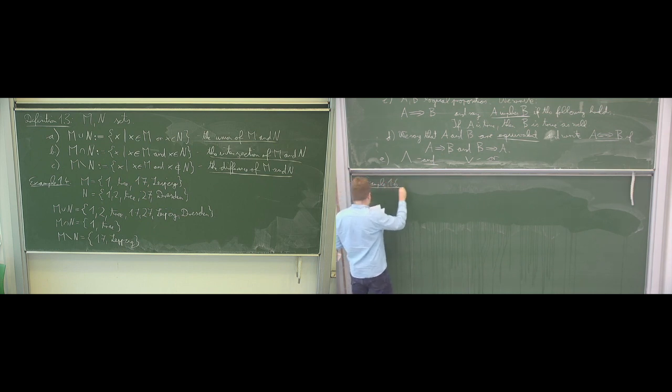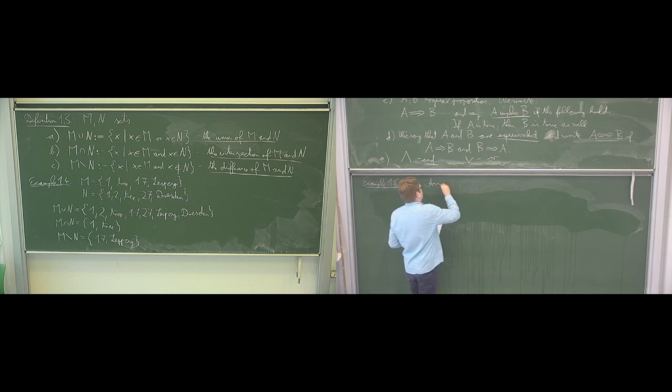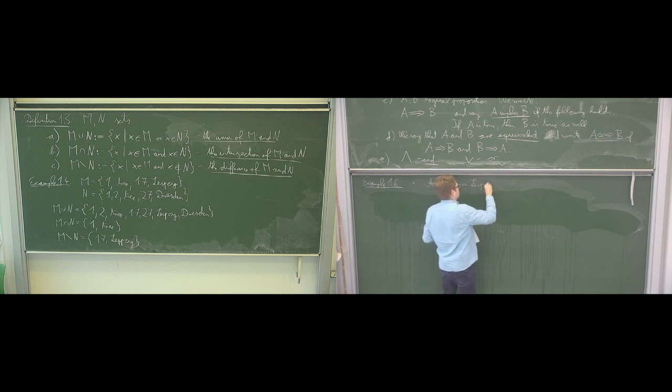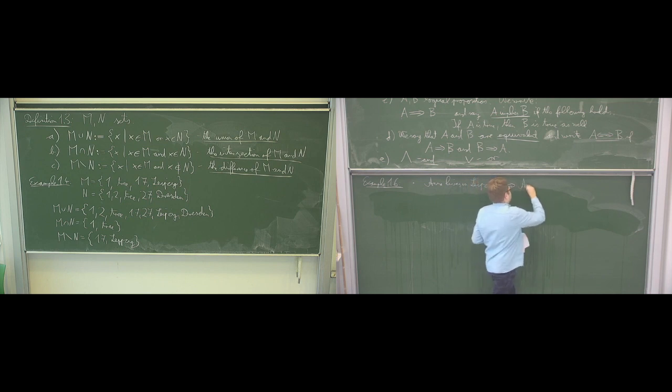1.6. You can say, if Anna lives in Leipzig, just some logical statement, if Anna lives in Leipzig, then this implies that Anna lives in Germany.